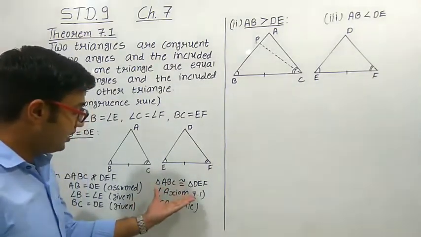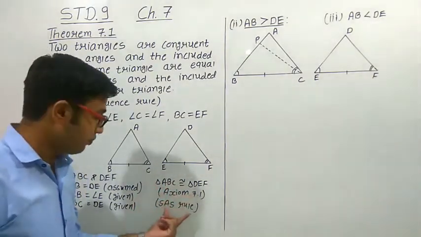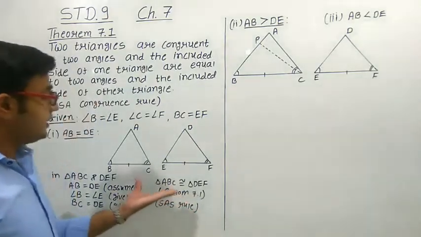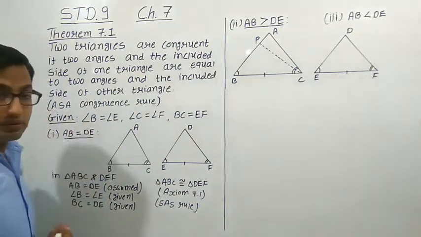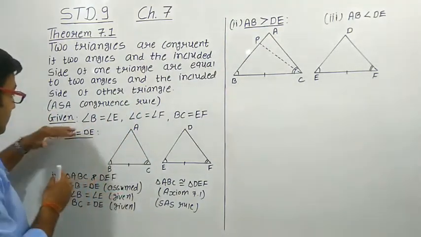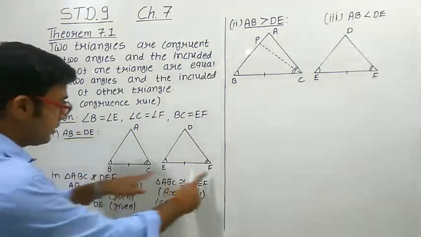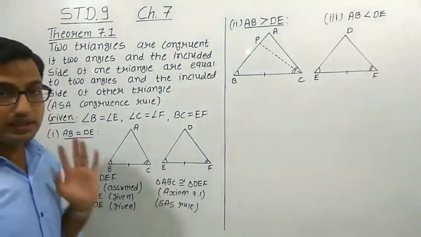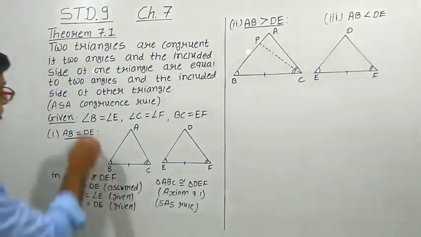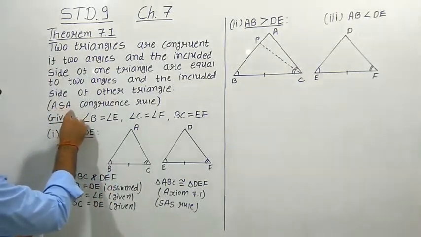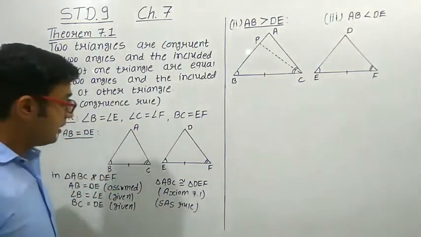We proved it by taking the base of axiom 7.1, but this leads us to the new criterion, the angle side angle congruence rule. See, the given condition is only that two angles and the included side of two triangles are equal. Still we proved that the two triangles are congruent. So now this becomes the new rule, the angle side angle congruence rule.